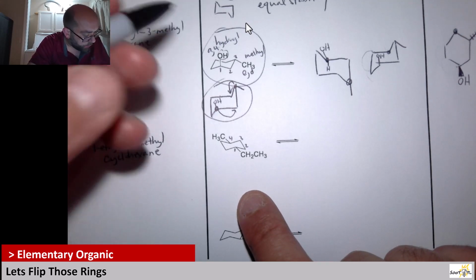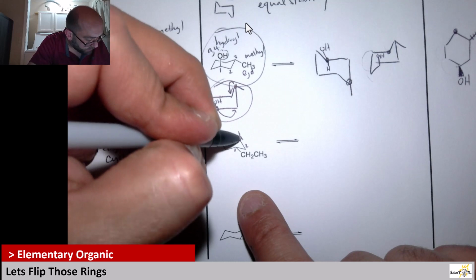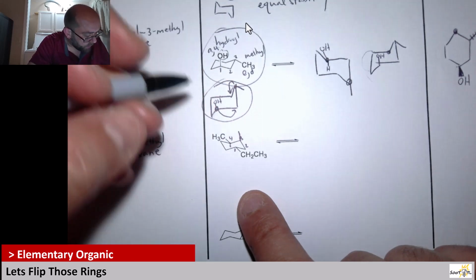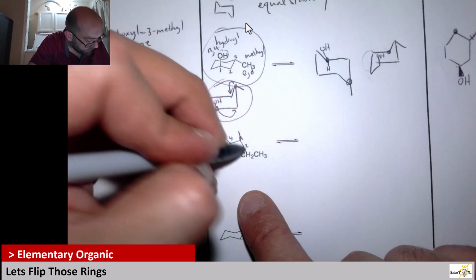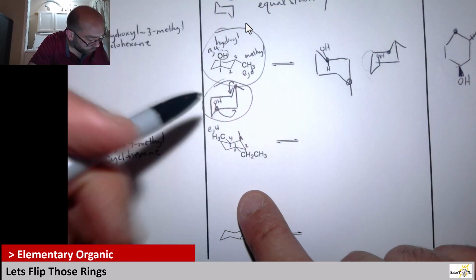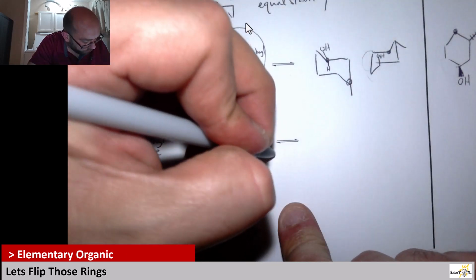To do that, it would be easier to go ahead and start drawing some axial positions. So that'd be axial up, that'd be axial down. So this is equatorial up. If this is axial down, this is axial up at the 1 position. So this is equatorial down.